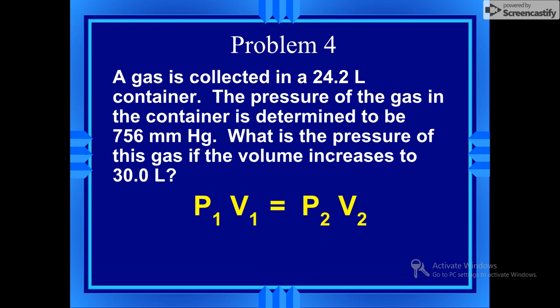So we have our initial volume, which is 24.2. We have our initial pressure, which is 756 millimeters of mercury. And we have our final volume, which is 30 liters. So we are trying to solve for our P2. And once we do that, we get that P2 equals 610 millimeters of mercury.